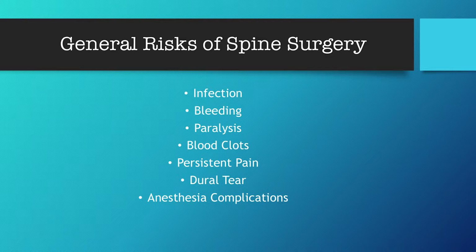These risks are quoted within our own office with Dr. Mathur, usually less than a 1% chance. We have infection, bleeding, paralysis, blood clots, persistent pain, dural tear, and anesthesia complications. A dural tear is a nick in a spinal cord sac that the spinal cord lives in, almost like a water balloon. If that is punctured in surgery, typically we can see that happen. Fluid leaks out, cerebral spinal fluid, and it is then given a patch during the surgery.